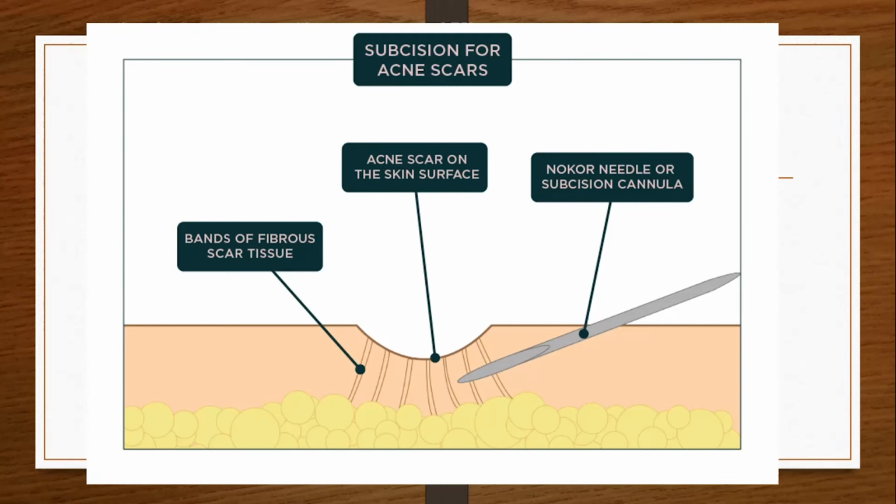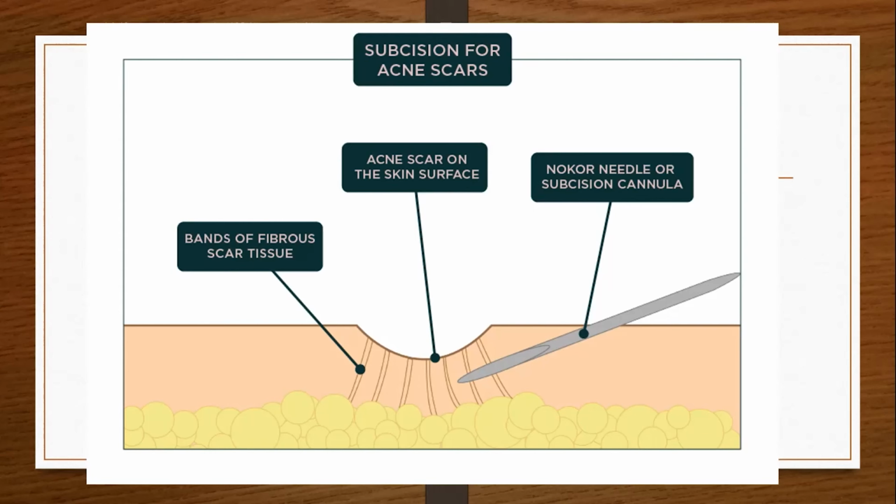Yes, what does subcision do? Basically, as I have already told, there are fibrous bands. In most acne scars, there are fibrous bands below the epidermis, extending from the dermis even up to the subcutis. So even though we do many resurfacing procedures, if we don't break this fibrous band, it's not going to give an optimum outcome. Subcision is such a modality where we can break this fibrous band, which is there in the dermis, extending to the subcutis.